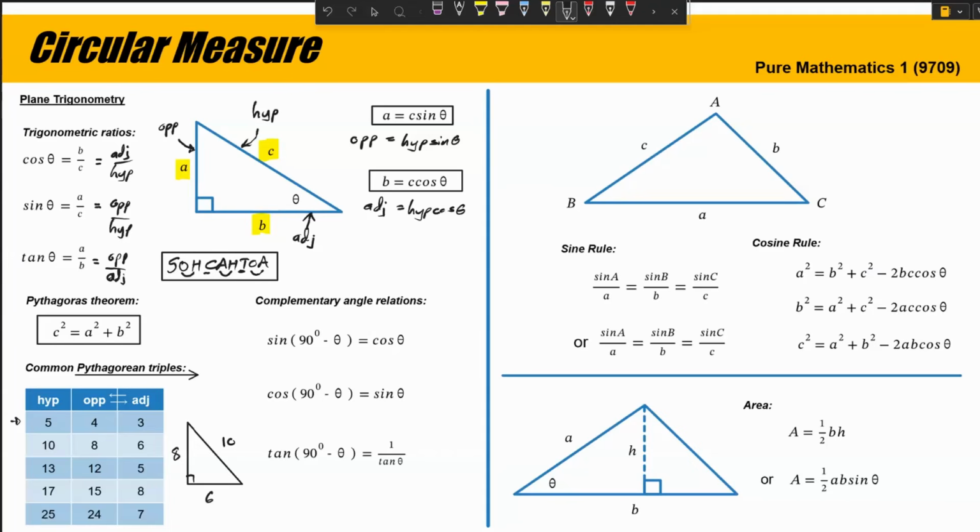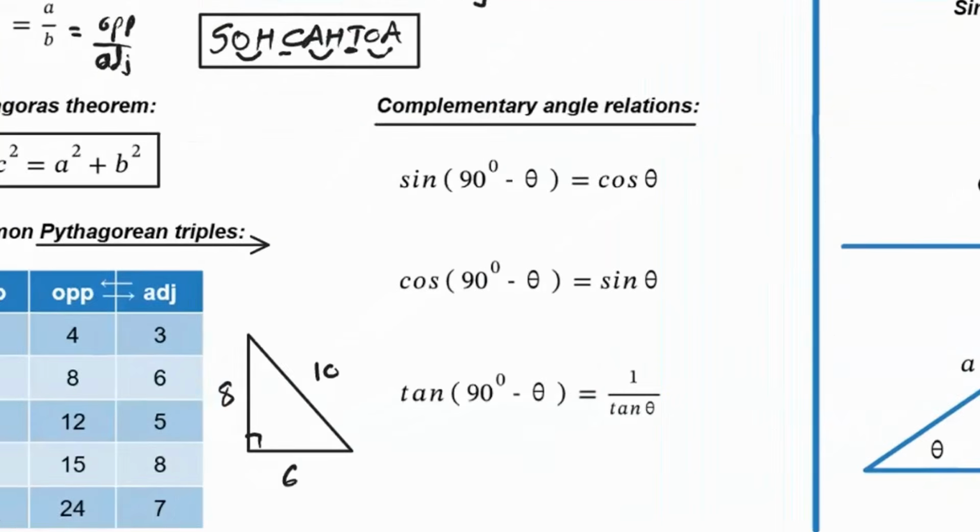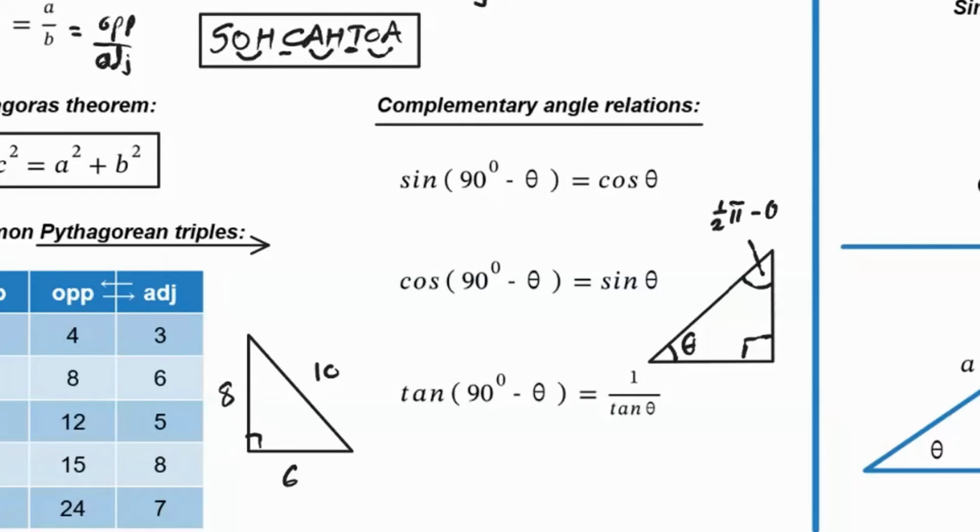All right, next up, I also want you to make sure you understand complementary angle relations. So if you have, say, your right angle triangle like this, and one of the angles is theta, and you have your right angle here, then automatically the third angle is going to be half pi minus theta, or 90 minus theta. So it's important for you to know the complementary angle relationships, especially with regards to sine, cosine, and tan.